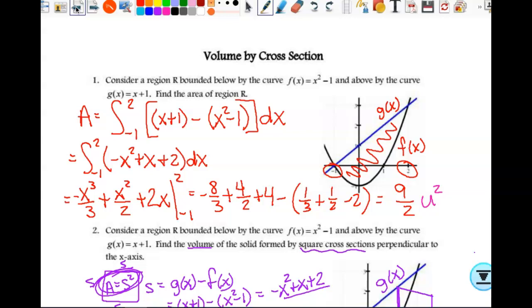All right, guys, how do we find volume? Integrate area. That's it. Okay? So every volume problem, how do you find volume? You integrate area of the cross-section.